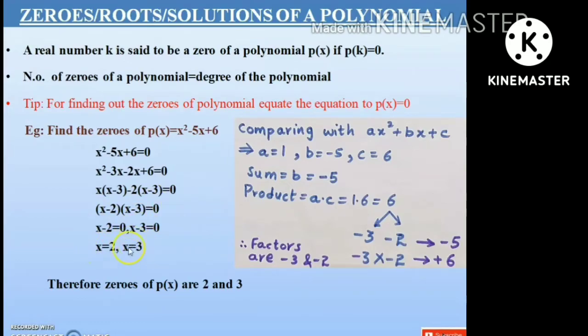What are the x? X here is nothing but a zero of a polynomial. So how to get the zeros of a polynomial? Equate the equation to 0. So what do you mean by zero? Zero is nothing but a solution or root of a polynomial when we equate the equation to zero.